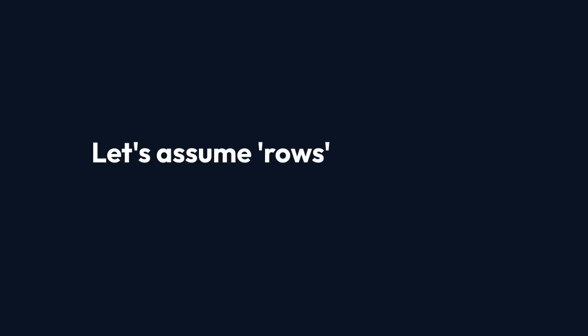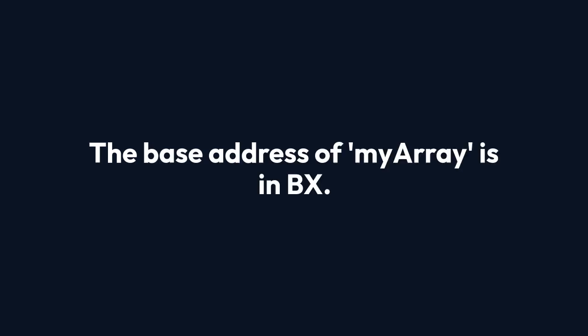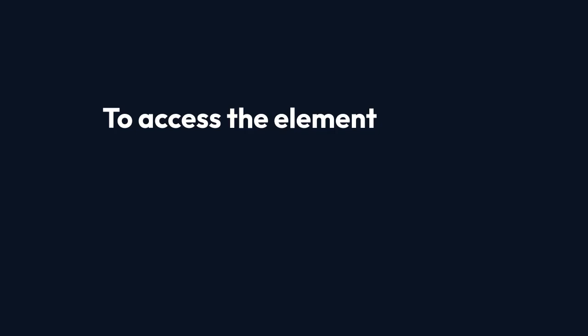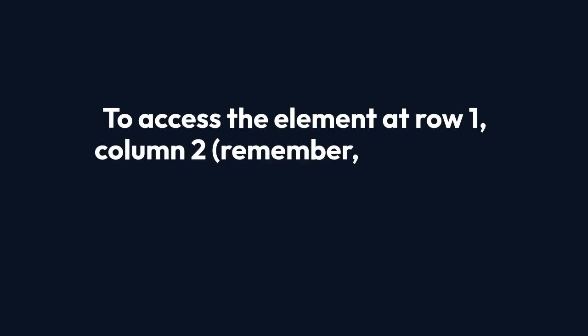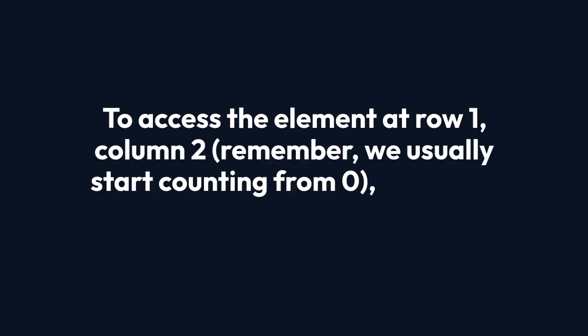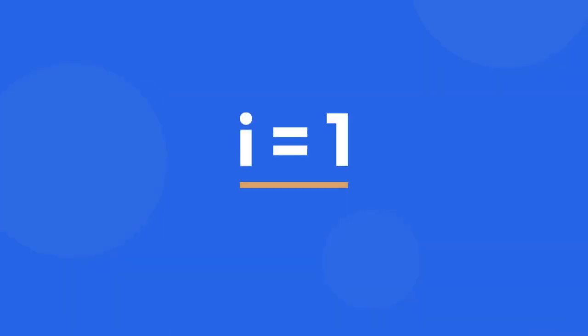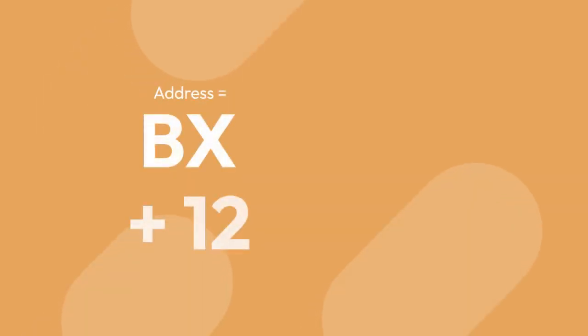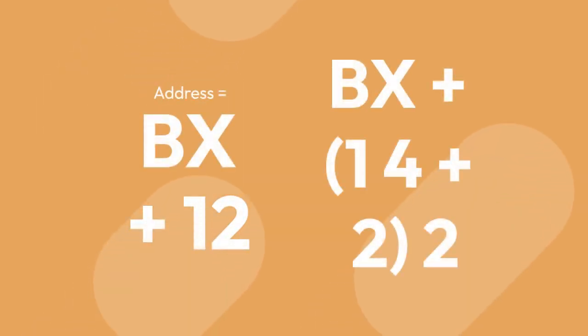3. Example. Let's assume rows is 3 and cols is 4. The base address of myArray is in bx. To access the element at row 1, column 2, remember we usually start counting from 0, we would do the following. i = 1, j = 2. Address = bx + (1 * 4 + 2) * 2 = bx + 12.